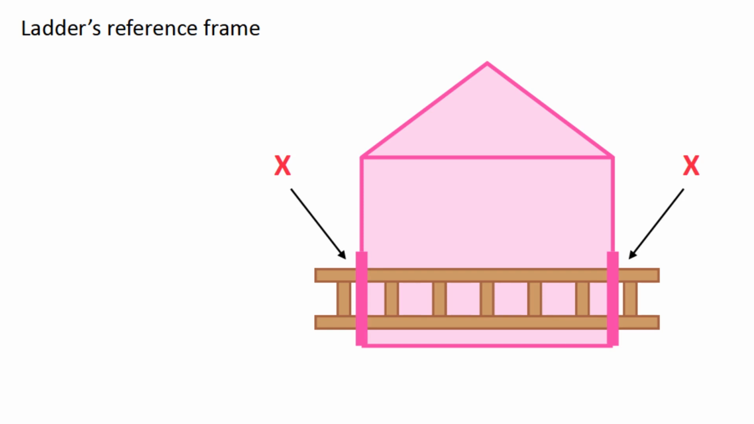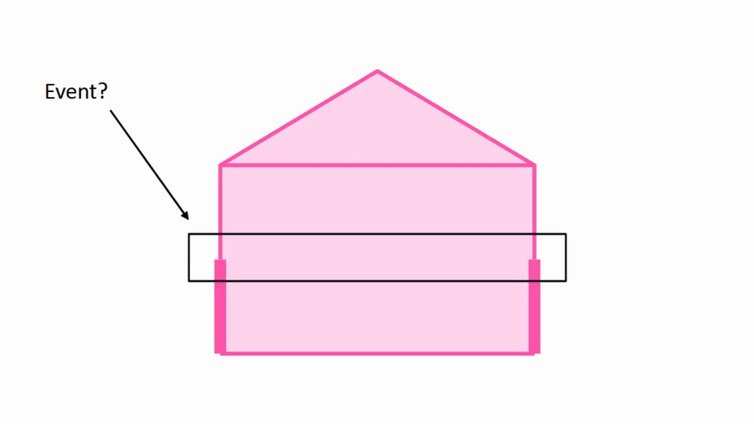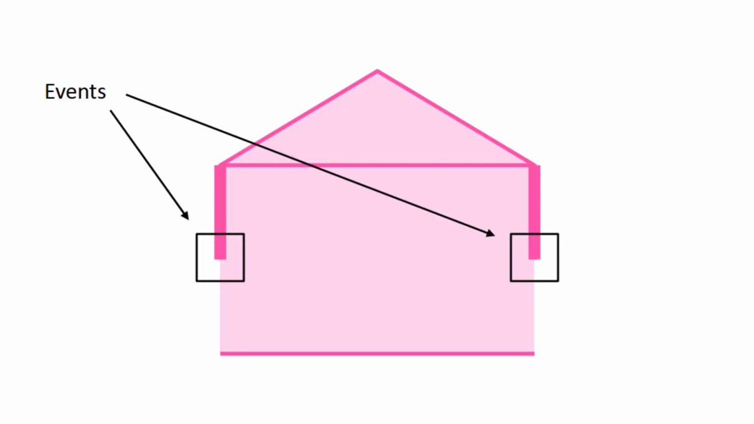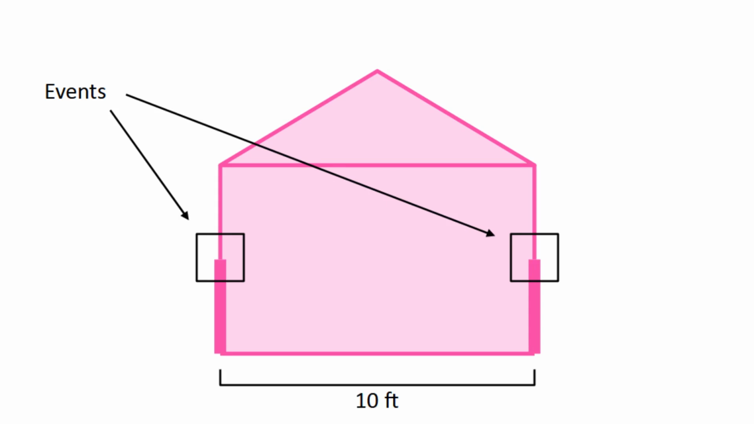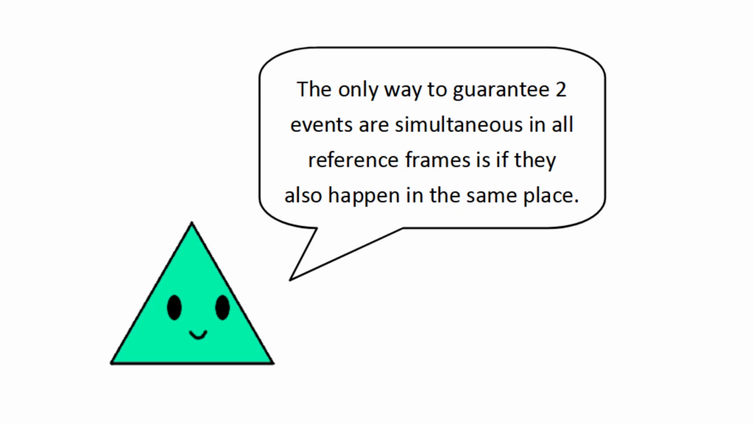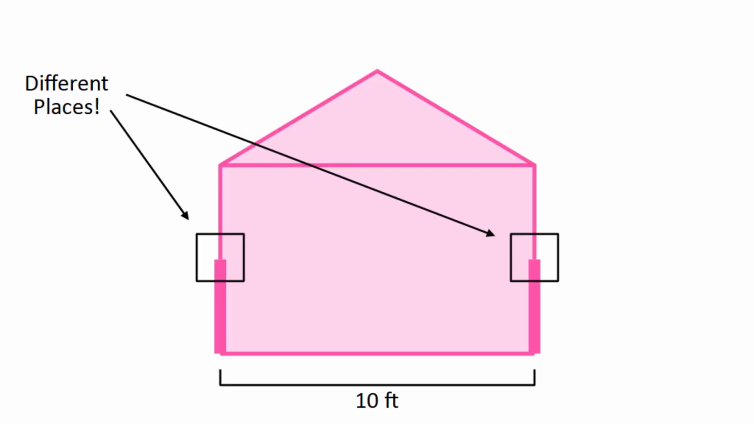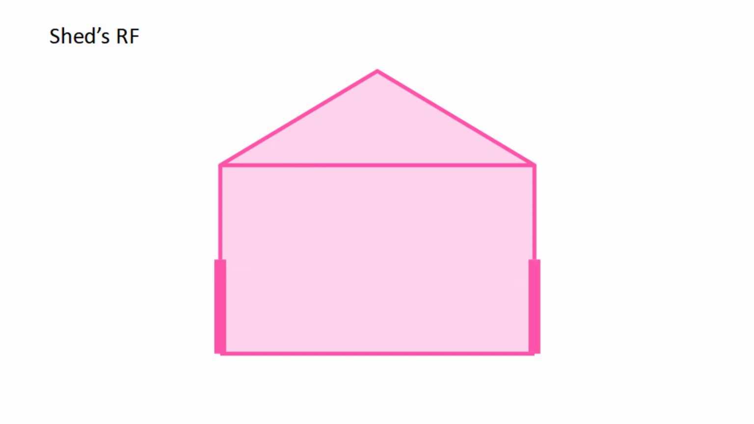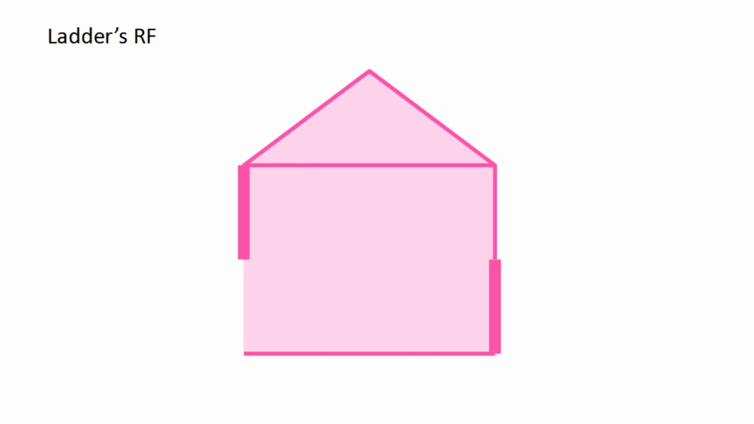But here's the thing, the event of the doors closing is not a single event, it's two events separated by a distance. This makes them technically different places. Now, relativity of simultaneity tells us that the only way to guarantee two events are simultaneous in all reference frames is if they also happen in the same place. The doors are in different places, so it's completely possible for them closing to be simultaneous in one reference frame, but not another. This is exactly what happens in the scenario.